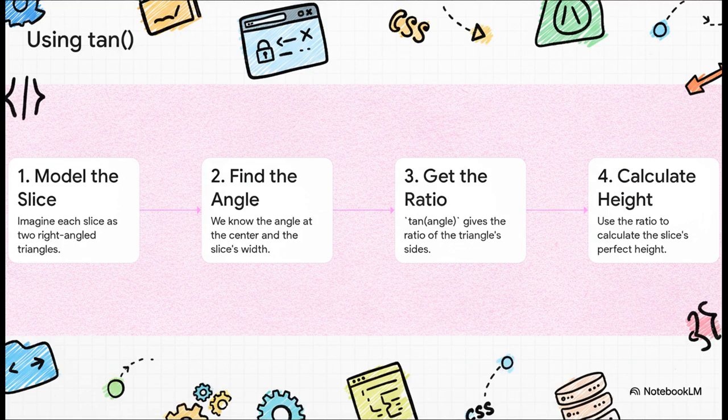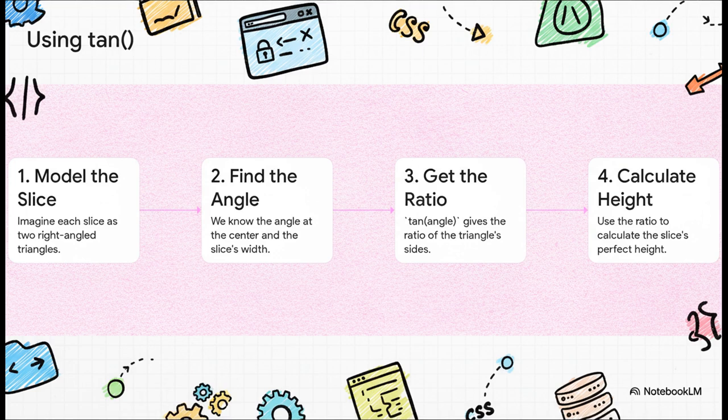As you can see in step 1, we can think of each of those slices as being made up of two little right-angled triangles. For step 2, because we know how many slices we want, we can easily figure out the angle at the very center of each triangle. Now, step 3 is where tan comes into play.